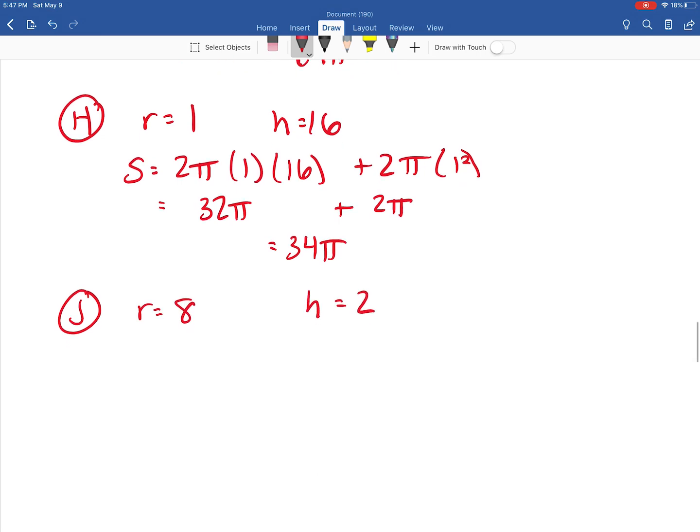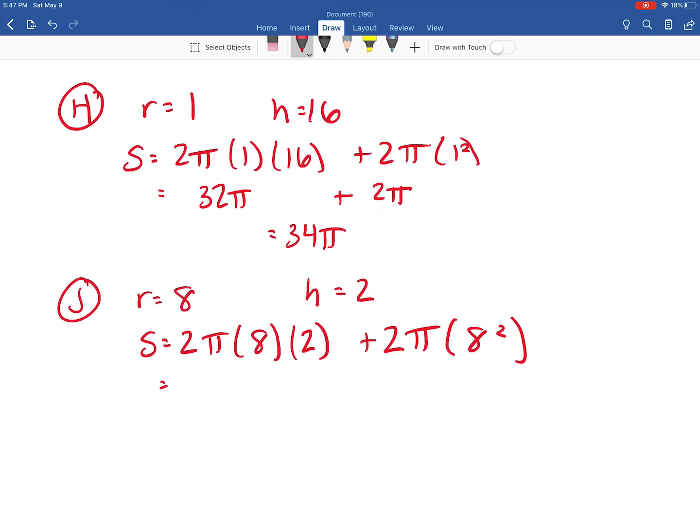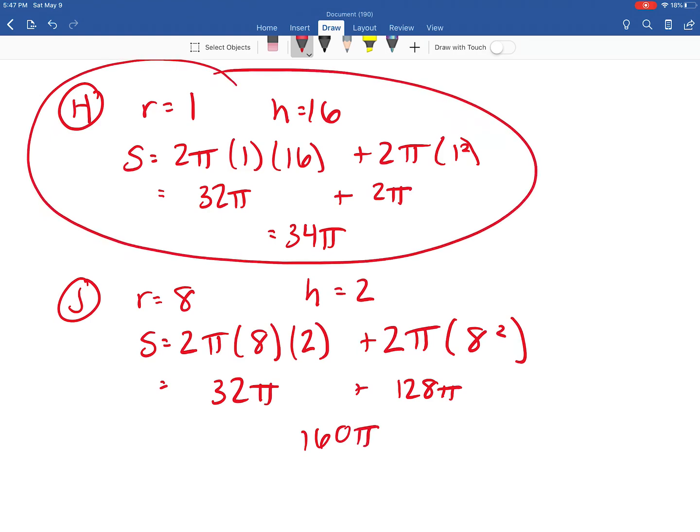Diameter is 16, which means the radius is 8 and the height is 2. Surface area is 2 times pi times r times h plus 2 times pi times r squared. 8 times 2 times 2 is 32 pi. 8 times 8 is 64, times 2 is 128. Add those together, and you get 160 pi.